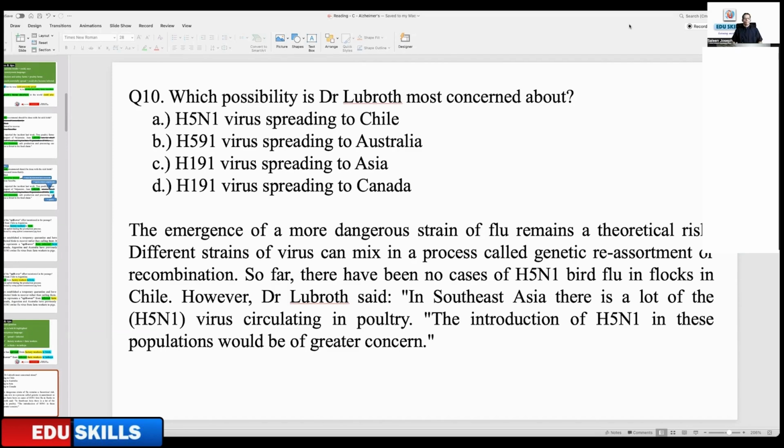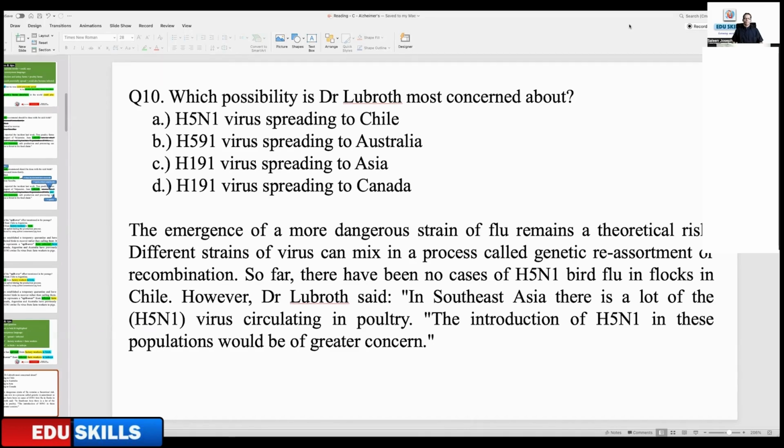The emergence of a more dangerous strain of flu remains a theoretical risk. Different strains of virus can mix in a process called genetic reassortment or recombination. So far, there have been no cases of H5N1 bird flu in flocks in Chile. However, Dr. Lubroth said, in Southeast Asia there is a lot of the H5N1 virus circulating in poultry. The introduction of H5N1 in these populations would be of greater concern.